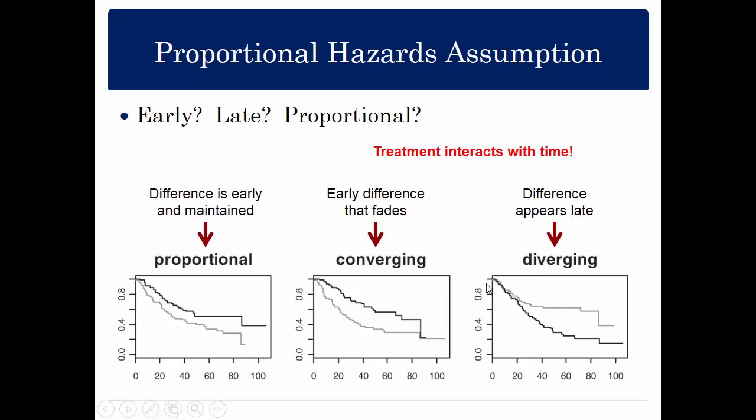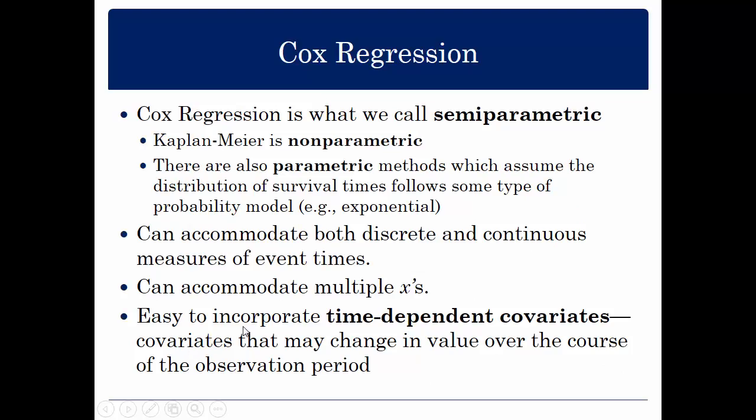And we already talked about some of the patterns that you can see here where treatment can interact with time, and that particularly occurs when you see converging functions, diverging functions, or even Kaplan-Meier curves that cross. So we have to be careful using Cox regression to make sure that we do in fact have a treatment effect that does not interact with time.